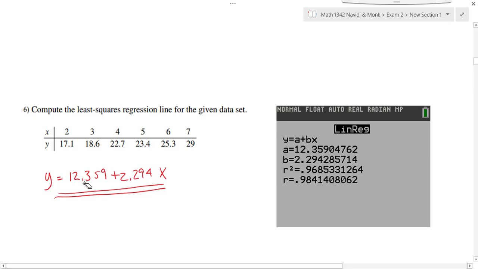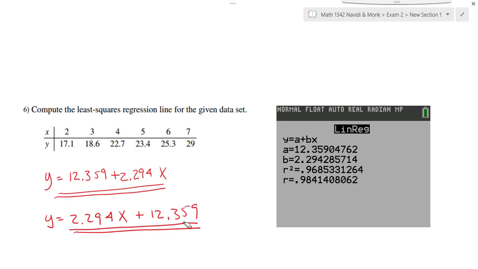I believe the answer key reversed the orders and they put it in y equals mx plus b form, but because we're using this for the calculator, I'm fine with this for an answer. Know that this is mathematically equivalent to this. Both of these answers are acceptable. Notice they're the same answer, I just switched which term went first. If you have this question on a test, the answer would be multiple choice. What's important is that the number that's by itself is the 12.359. The number that x is multiplied by is what's in the position of B here. That's the 2.294.